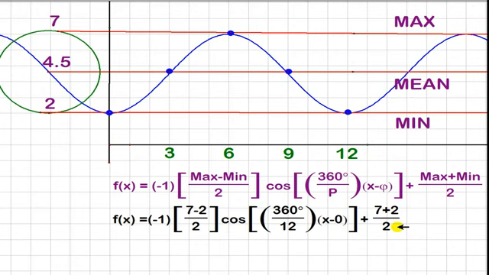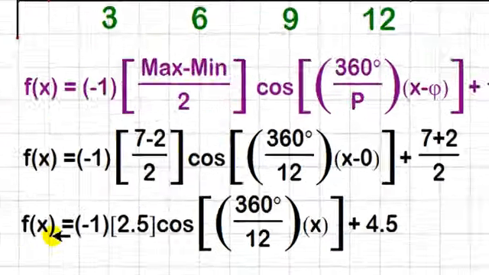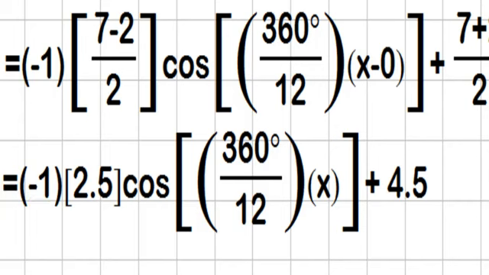And so when you simplify the math, what you should get is a final equation that looks something like this. f(x), or the height of the Ferris wheel with respect to time, is -1 times 2.5 cos of (360 degrees divided by 12) times x, plus 4.5. You can simplify this further, but I will leave that as an exercise for the reader.